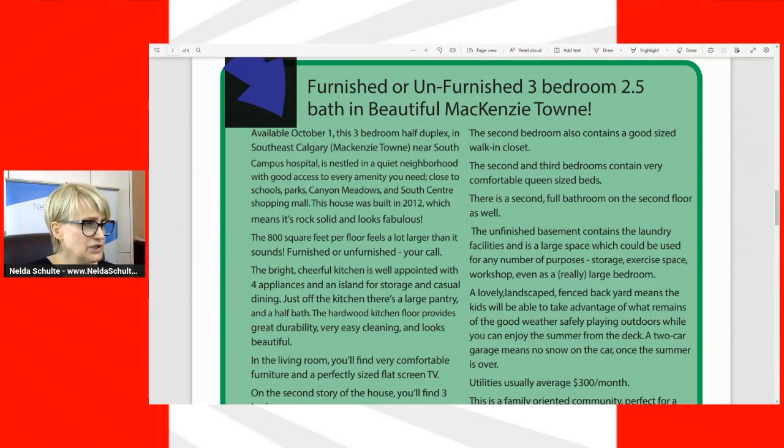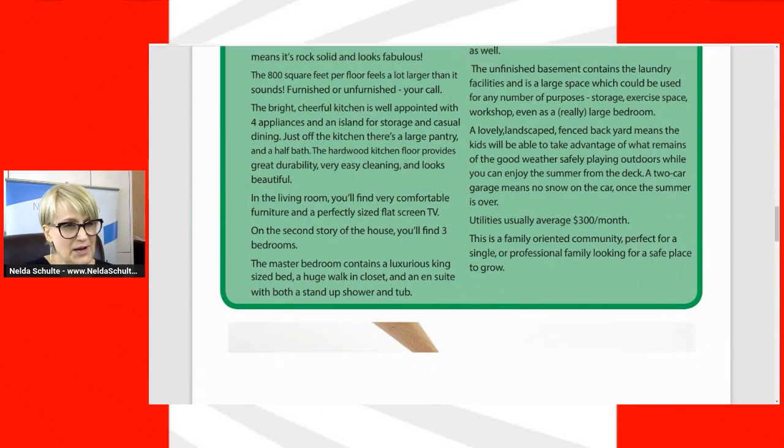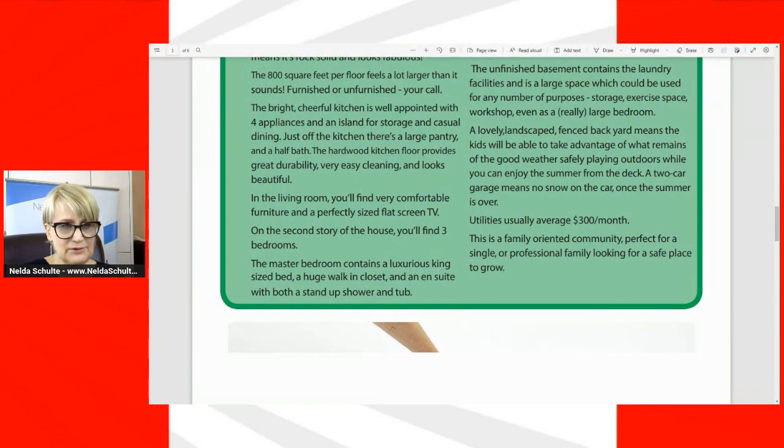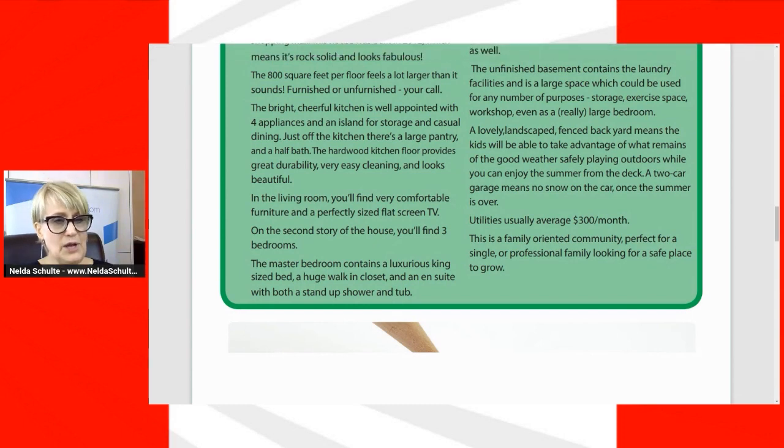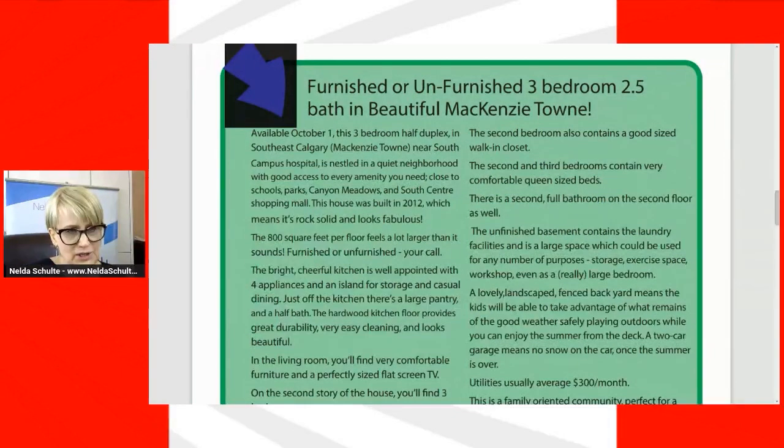Now there's one thing here that you actually can't do. I mentioned that you're not allowed to use any wording that excludes anybody, like mentioning families or singles. So I wrote at the very bottom, this is a family-oriented community, perfect for a single or professional family looking for a safe place to grow. You actually can't write that. So this is kind of illegal. If you say family, then you're excluding people who are singles. If you say single, you're excluding people who are families. You can't niche down like that in your description. So all of this ad would have been fine, except for the last little blurb, which uses exclusive vocabulary that you can't use. Other than that, this would actually be a very good ad.